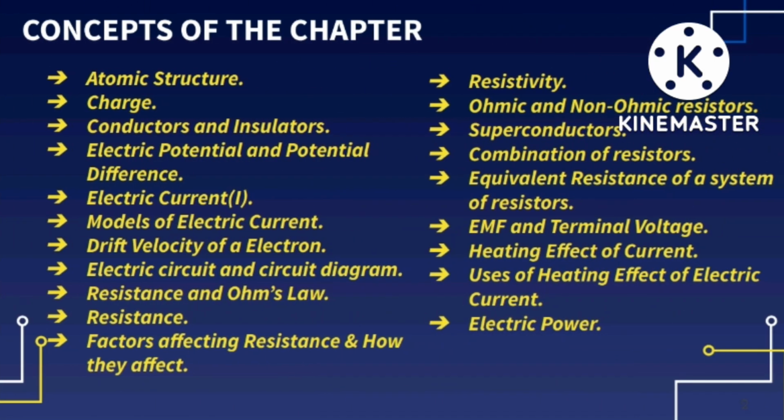Okay, the topics that would be covered under this chapter would be atomic structure, what is a charge, what are conductors and what are insulators, what is electric potential and what is potential difference, what is electric current, models of electric current, what is the drift velocity of an electron, what is an electric circuit and how to draw a circuit diagram, what is a resistance and what's the Ohm's law, what does it state, and factors affecting the resistance and how do they affect them.